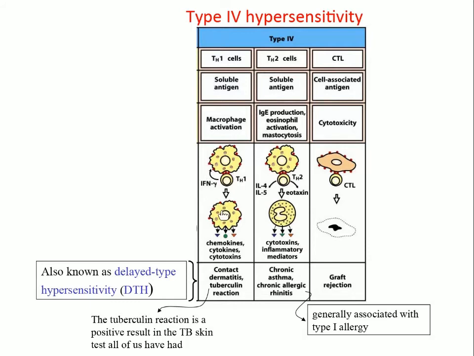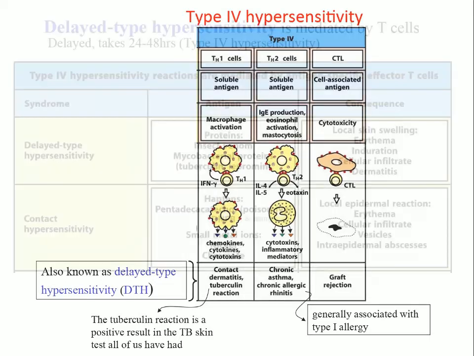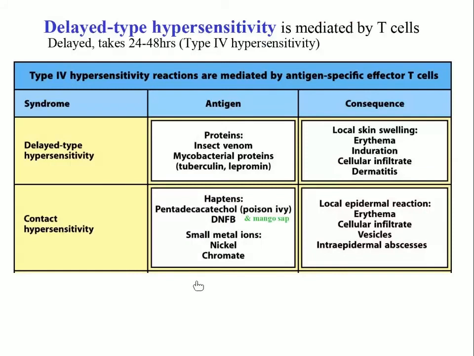Then these macrophages will amplify the immune response by release of a variety of cytokines or inflammatory cytokines. Okay. So to continue, we mentioned that the other type is somehow close to type 1.